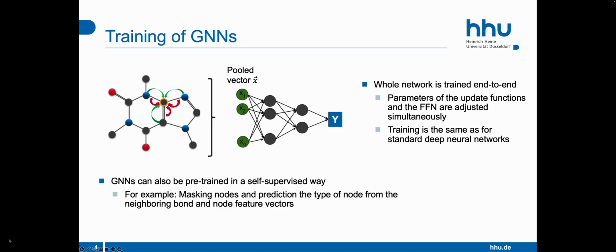One way of doing this is very similar to how we can pre-train transformer networks. We could, for example, mask the type of specific nodes and then predict the type of the node by extracting information from neighboring bonds and atoms. This is similar to the mask token prediction task that we have seen for our transformer network encoders. But similar to what we have seen for SMILES strings as the input for transformer network encoders, we could also calculate different molecule properties and pre-train the model to predict those molecule properties during the pre-training steps.